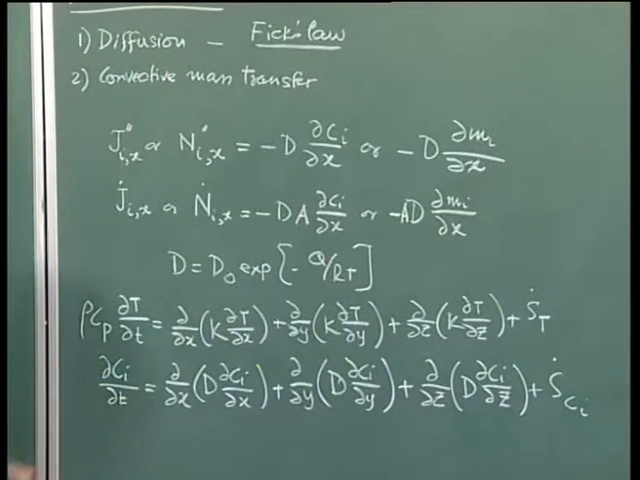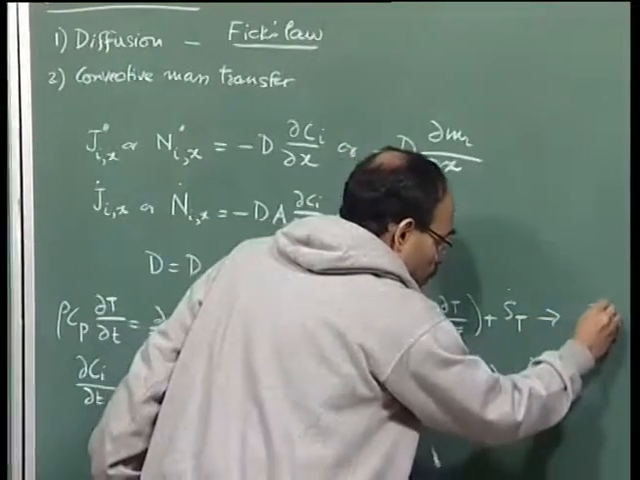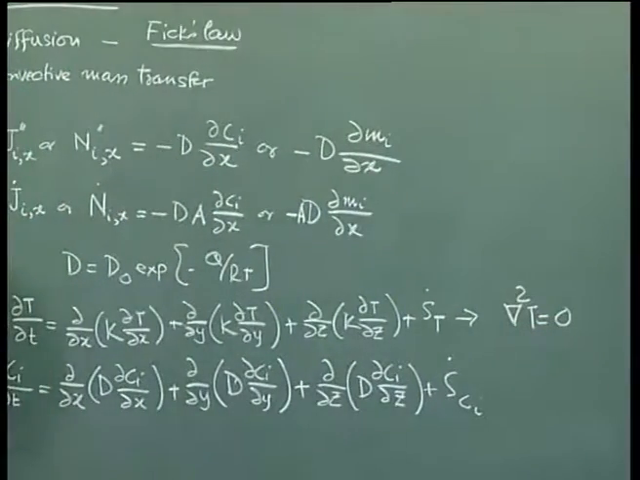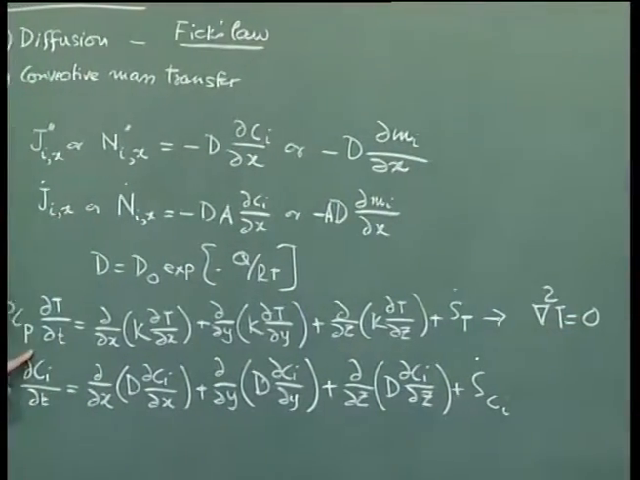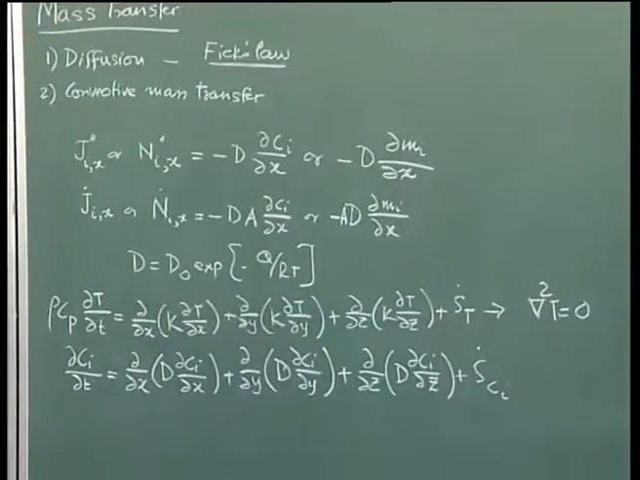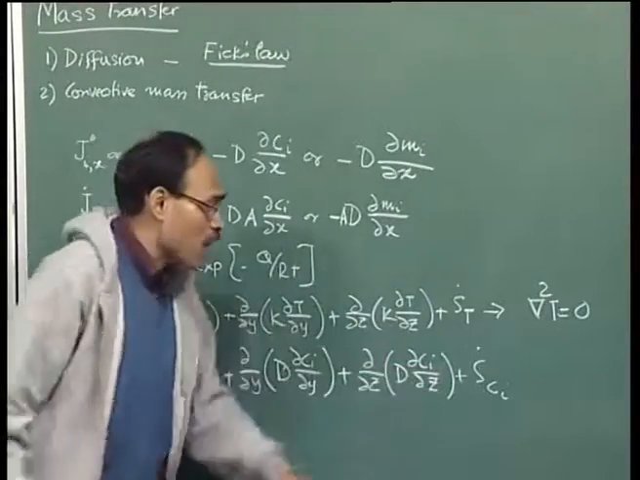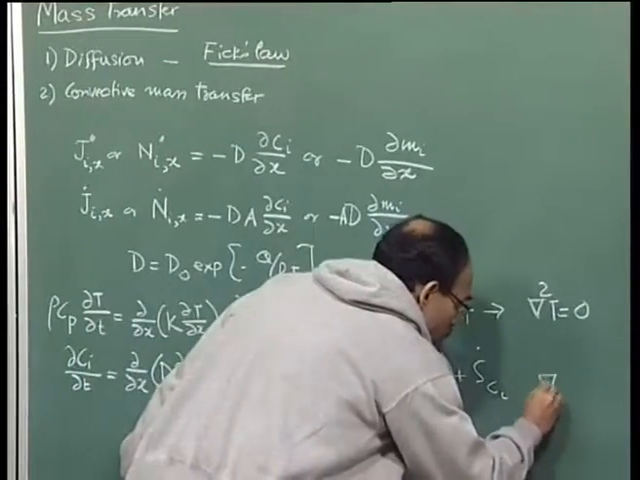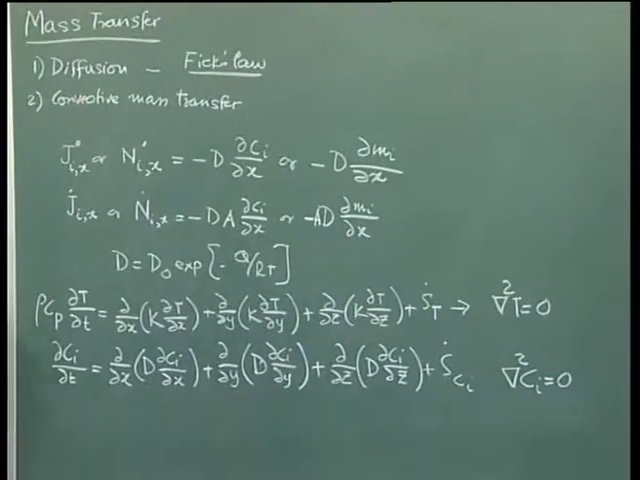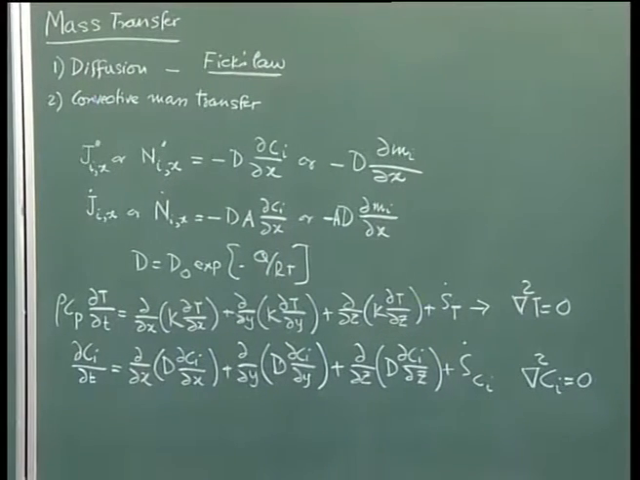Also the simplified form of this, just like the way I showed yesterday: this is equal to 0 for constant thermal conductivity under steady state condition with no heat source term, and the equation boils down to del square T equal to 0. Similarly, this equation will also apply for the steady state case, that means this derivative is 0, with no mass source term and constant diffusion coefficient. It boils down to the popular Laplace equation.